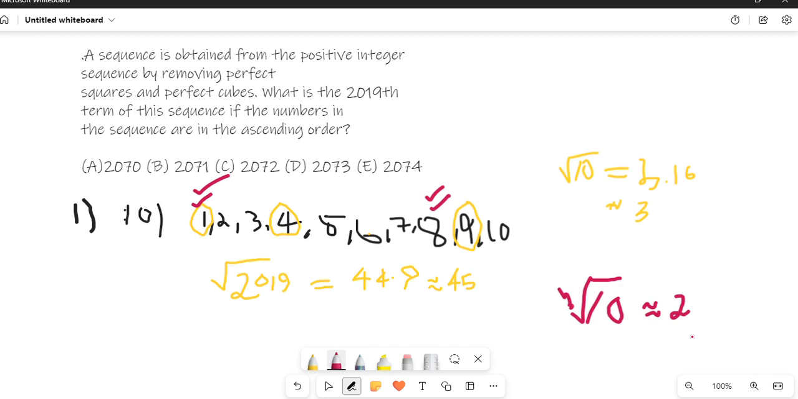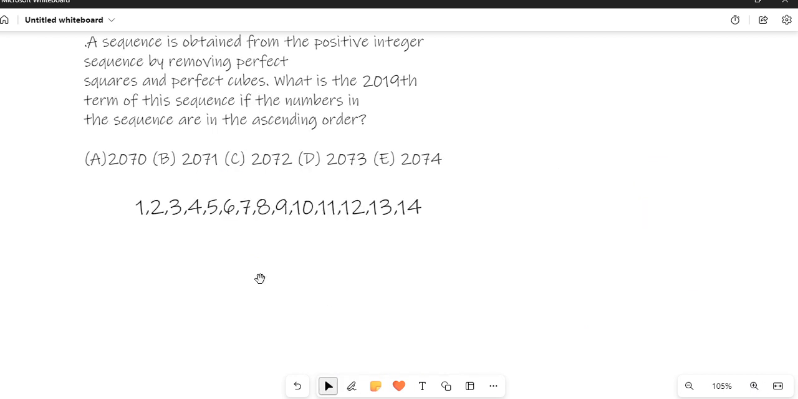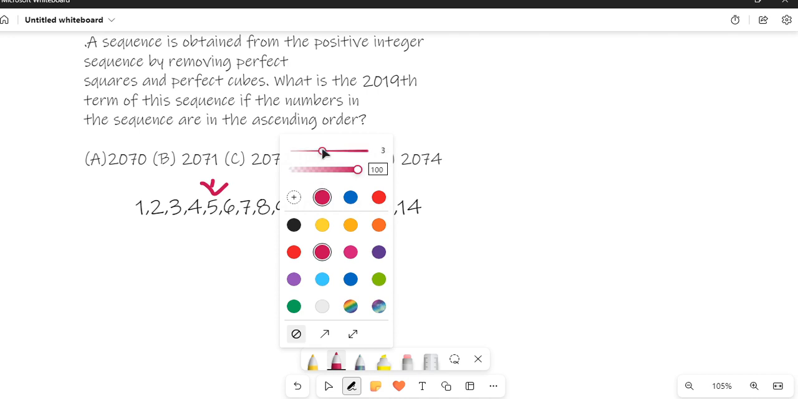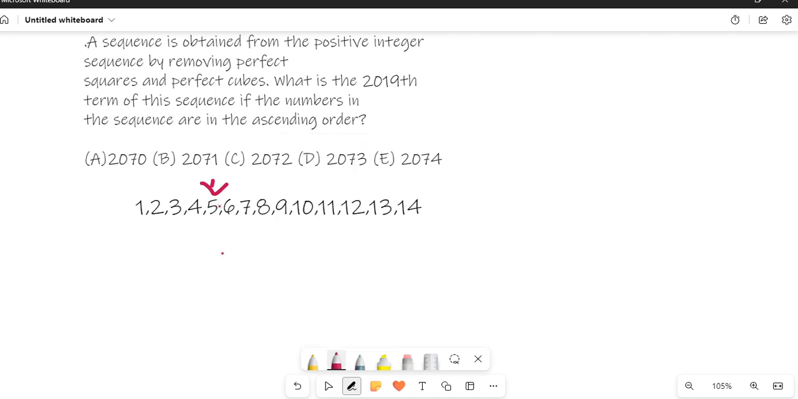Now what is the second thing you should know to solve this question, so that you won't get confused? Okay, so let me tell you. If I give you these 14 natural numbers and I ask you what is the fifth number, you would easily say that it is 5. Let me mark it here. This 5 is our fifth digit.